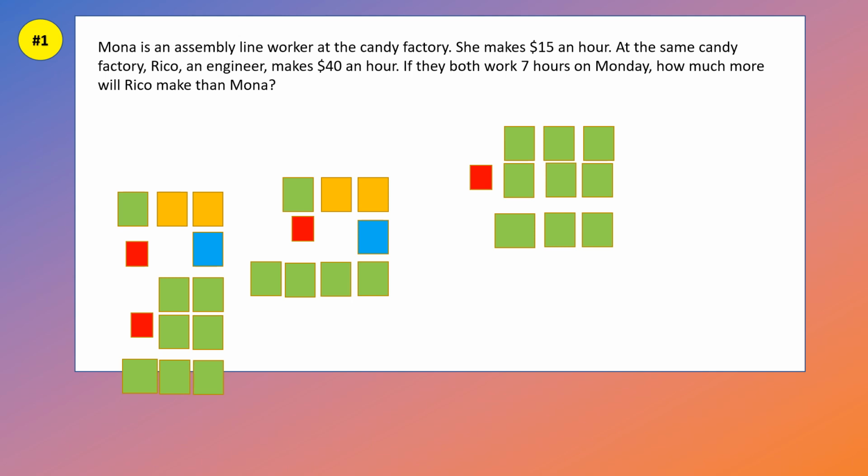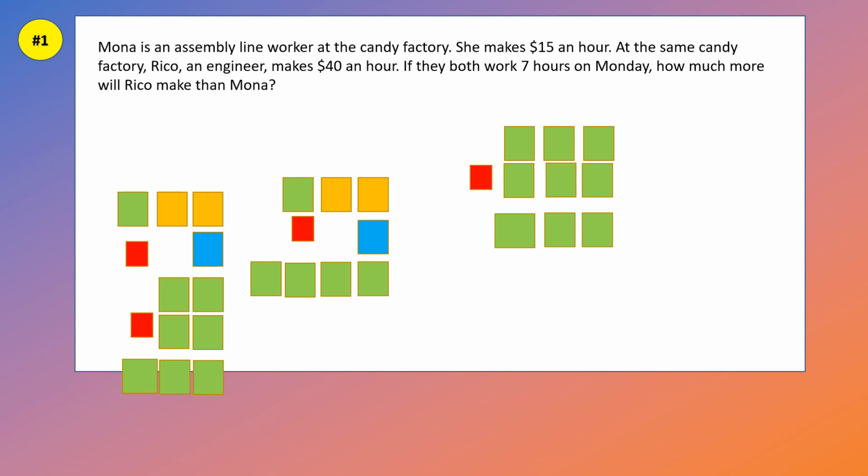At the same candy factory, Rico, an engineer, now usually engineers, you have to go to school for at least 4 years. Most engineers is 5 years, really a 5-year bachelor's degree. He makes $40 an hour. All right, so she makes $15 an hour. He makes $40 an hour. Already, that's a big difference. If they both work 7 hours on Monday, how much more will Rico make than Mona?